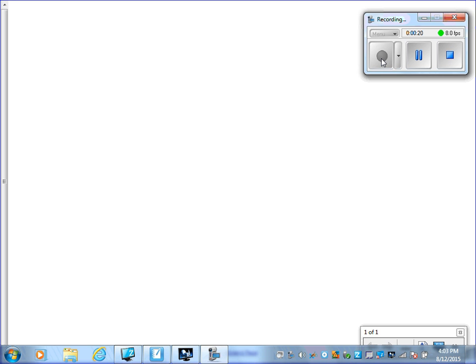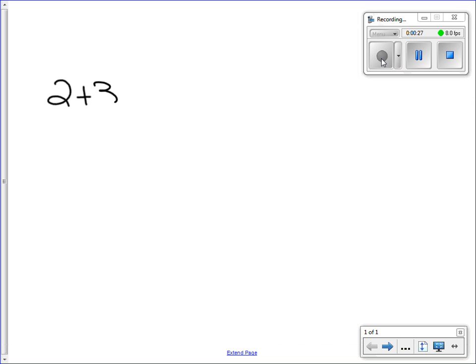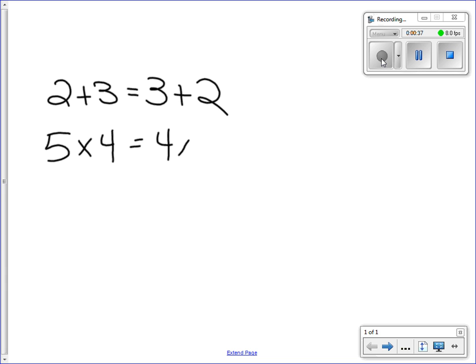Commutative is where the numbers can move around. Remember, commute means to move. So that's the example of 2 plus 3 is equal to 3 plus 2. Same thing for multiplication. I could say 5 times 4 is equal to 4 times 5. So that is your commutative property.